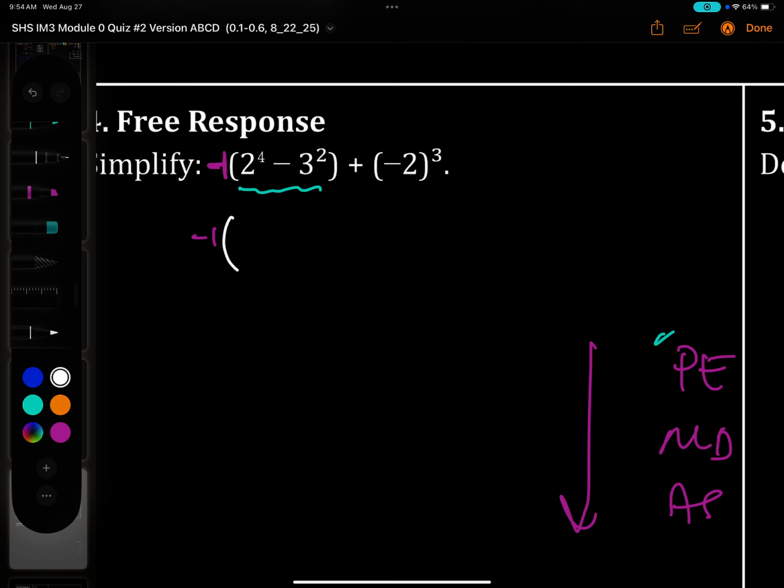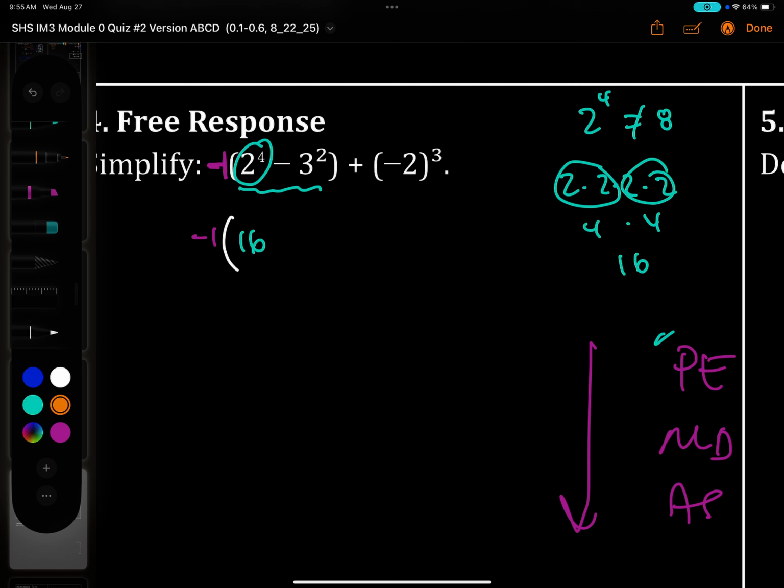Okay, now 2 to the 4th power, it's not 8. It's 2 to the 4th. Now, a lot of students try to distribute. We wouldn't do that first. So that would become 4 times 4, which is 16.